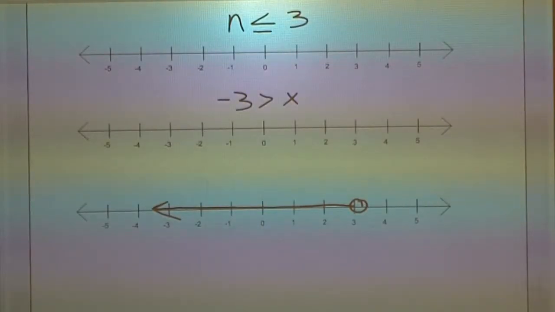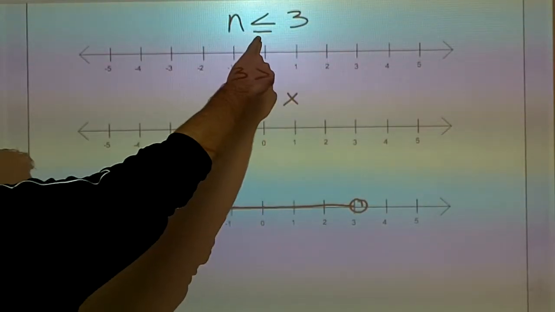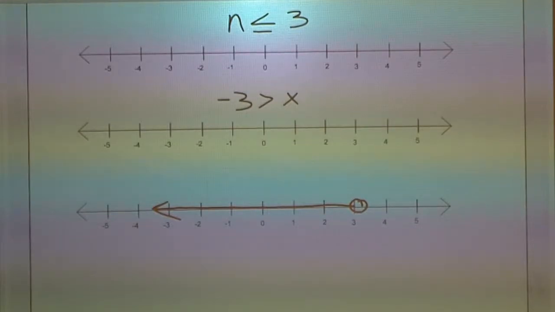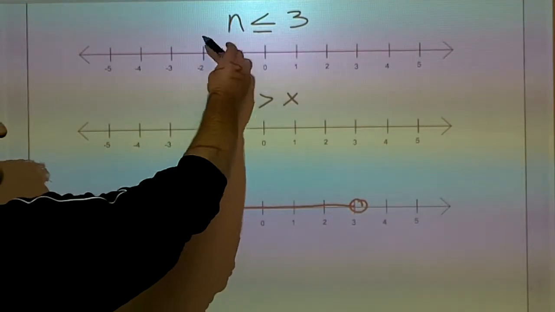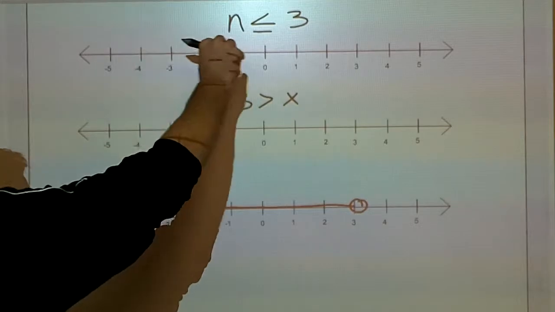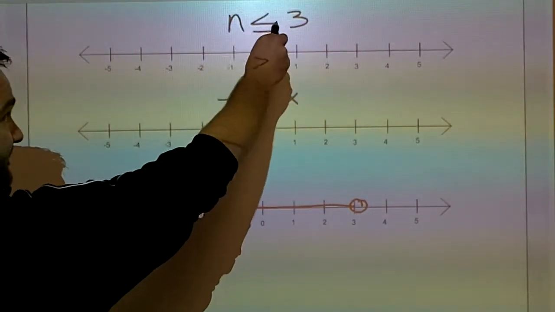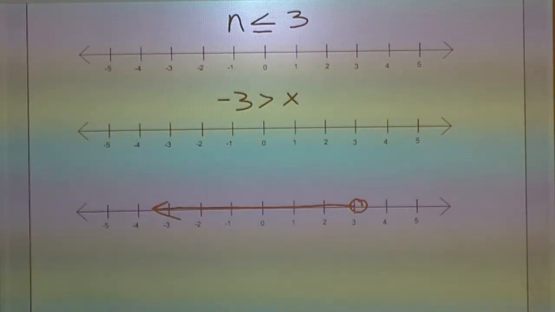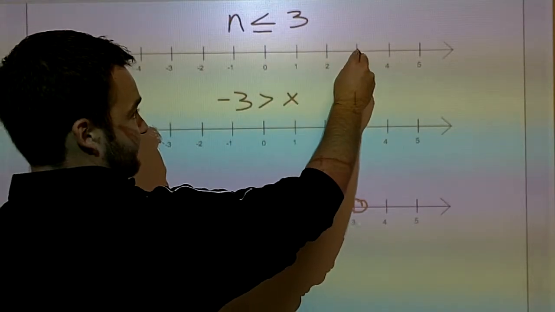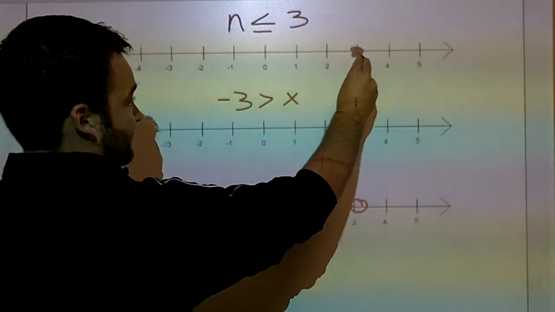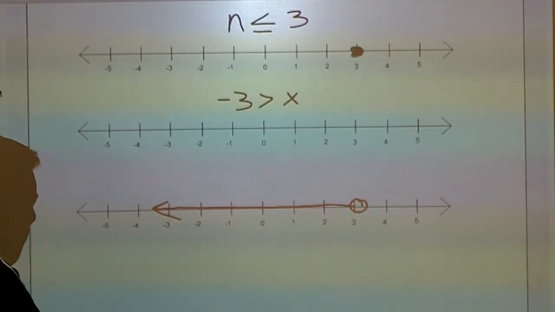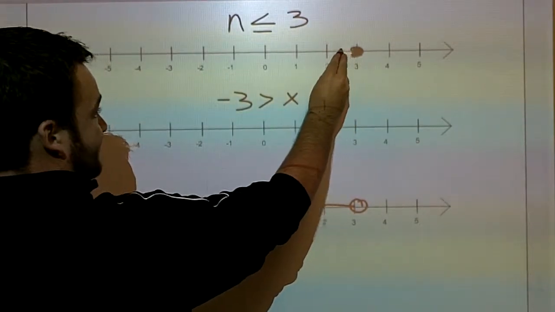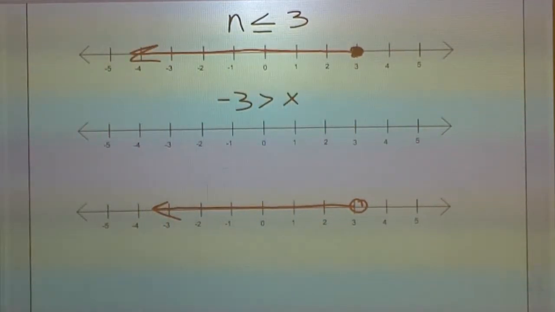So n is less than or equal to 3. Notice we've got our variable on the left side, so the direction of our shading is going to go whatever direction this symbol is pointing. We find 3, and since it's less than or equal to, we have a closed dot, and all values that are less than 3 are going to go this way.